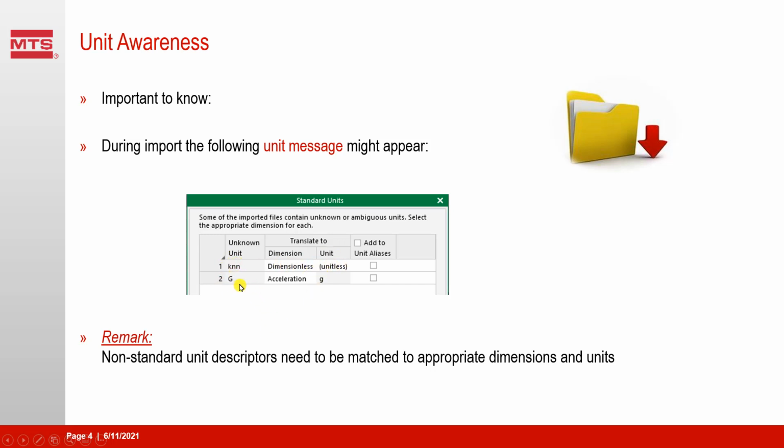For G here, for instance, you have capital G. Our software expects a non-capital letter, and that is acceleration. You can even set this into our RPC Connect settings, that these units, once you have, let's say, a lot of times a capital G, and the software should not bother you with that message, you can set it to a capital G equals a small g, and then the software won't show up this message anymore.